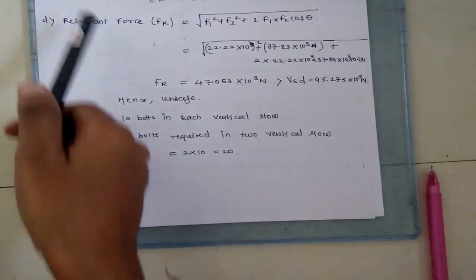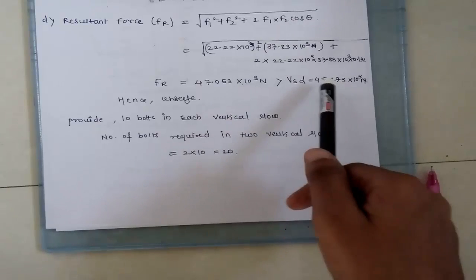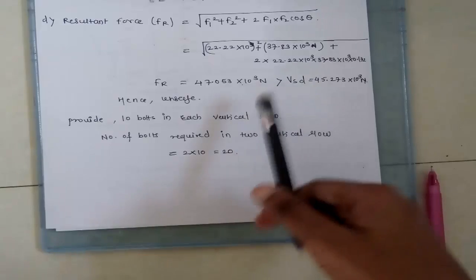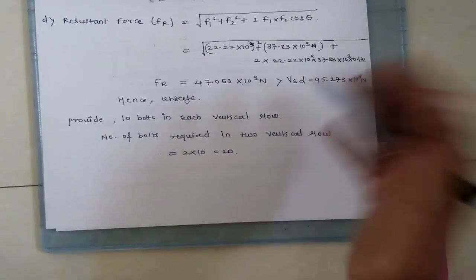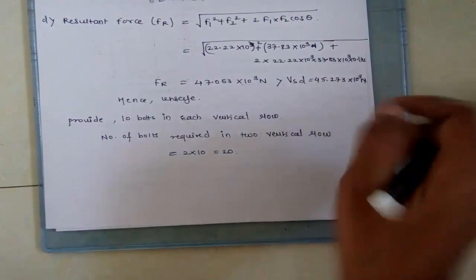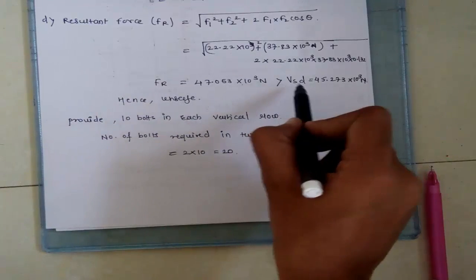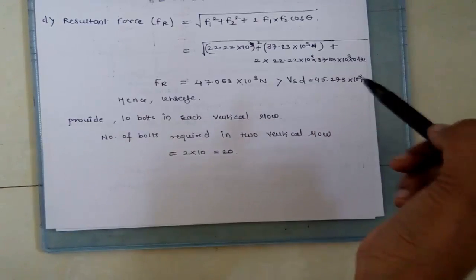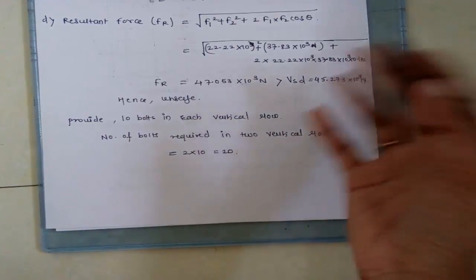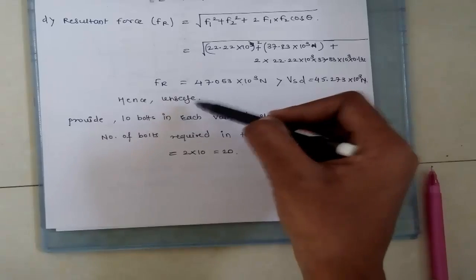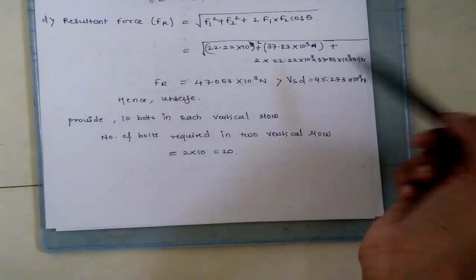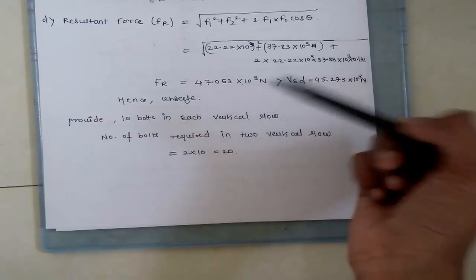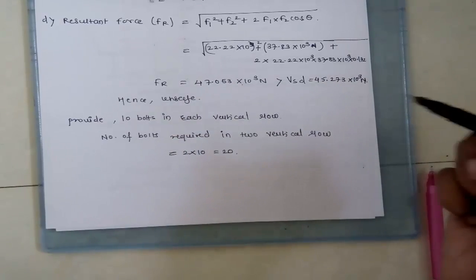If the resultant force is greater than the design strength of the bolt, or the bolt value, then and only then can we say that this is unsafe. If the resultant force is less than VSD, that is the bolt value, then and only then can we say that this assumption is safe. If the assumption is unsafe, we have to increase the number of bolts.